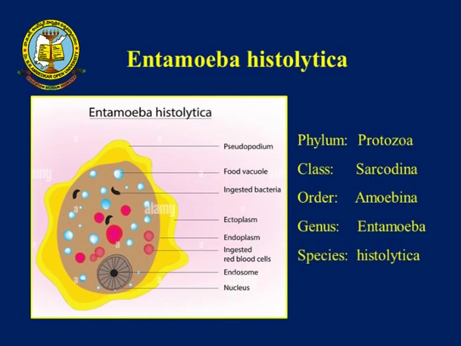If you look at the picture over here, the Entamoeba histolytica is showing some pseudopodia. They also have some food vacuole, which stores the food in them, and you also have an ectoplasm, an endoplasm, and you can also find some ingested RBCs present in the Entamoeba histolytica. So, they have ingested some RBCs inside them.